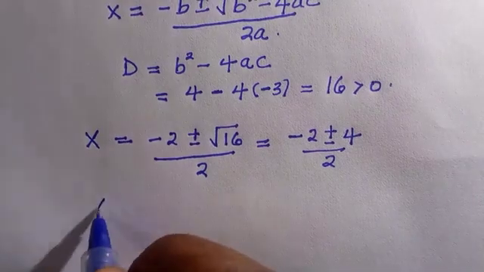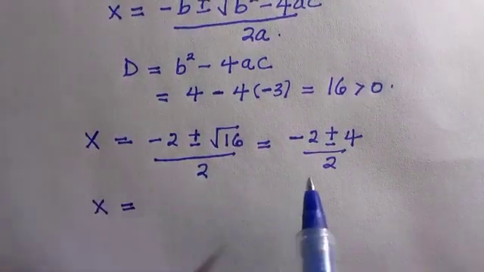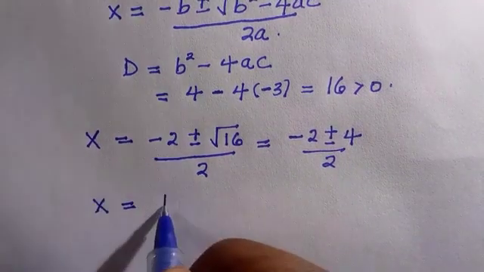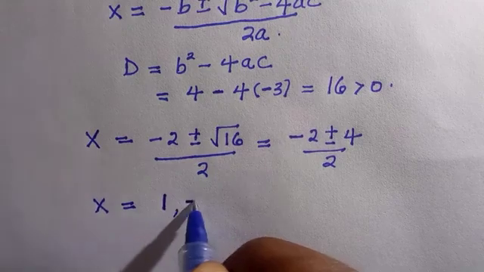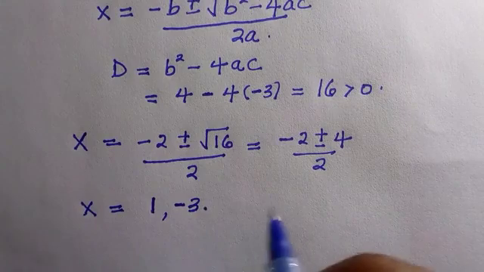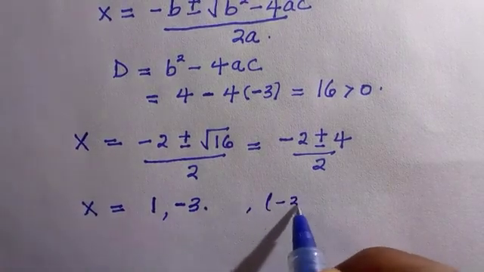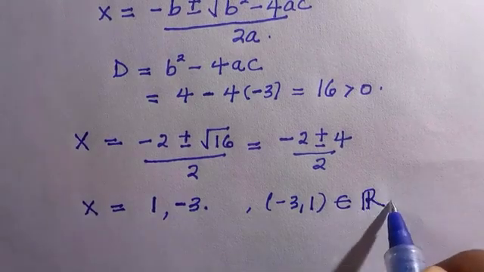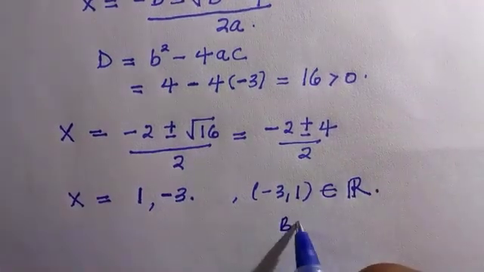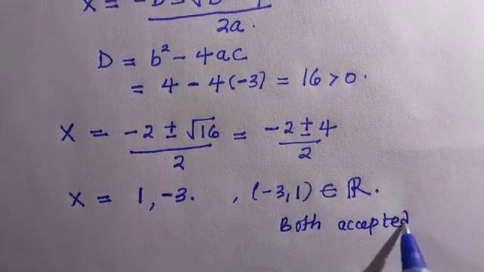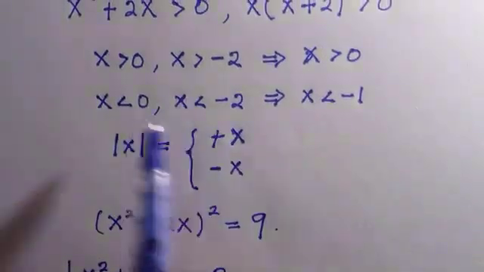So for this, if we work with both positive and negative separately, we are going to have the end result of the first one to be 1 and minus 3, or minus 3 and 1. Okay, so we can now conclude that we have minus 3, 1, which is a member of real numbers as the discriminant is greater than 0. And both of these are acceptable according to the given conditions above.